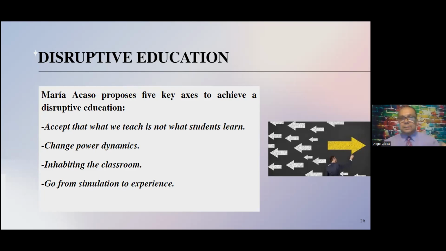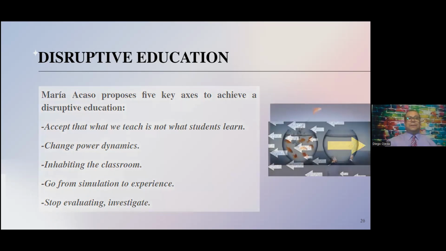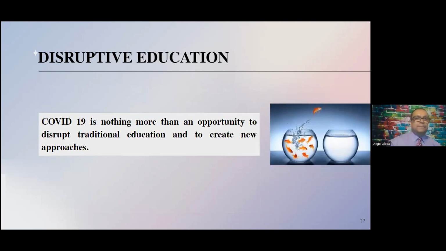Go from simulation to experience. Remember, we talk about not always bringing things that are artificial, but things that come from experience with real life. And stop evaluating constantly. Let's investigate. Unfortunately, evaluation is something that sometimes just stops the whole learning process. We give a quiz, we give a test, the student answers the quiz, the test, gets a C, a B, or an A, and that's it, and we keep moving. If we're going to use the evaluation as a starting point, that's different, but the way we have been using it is not working.